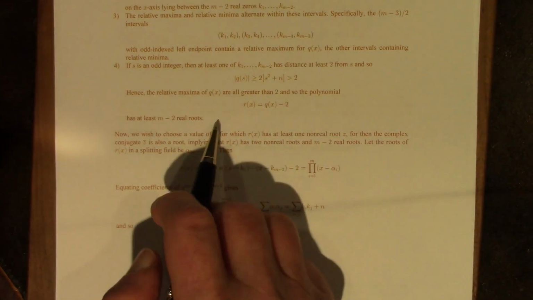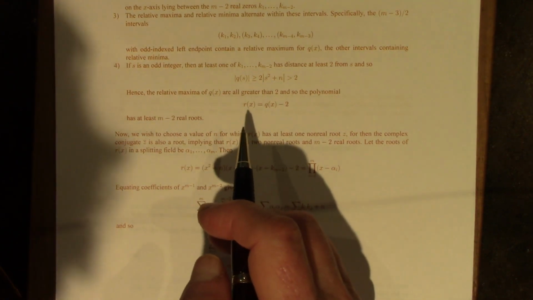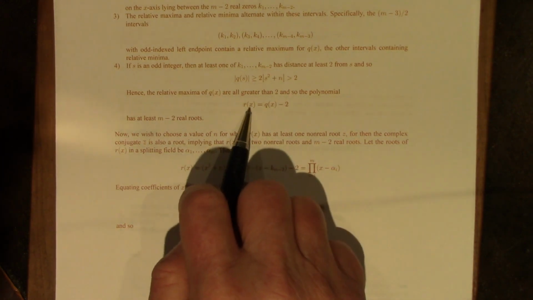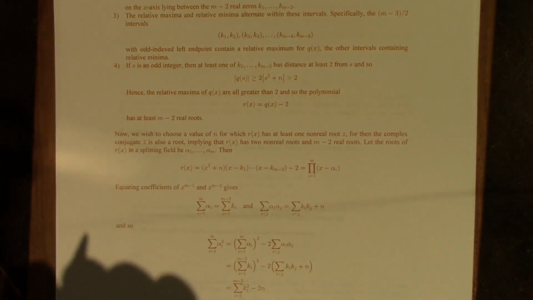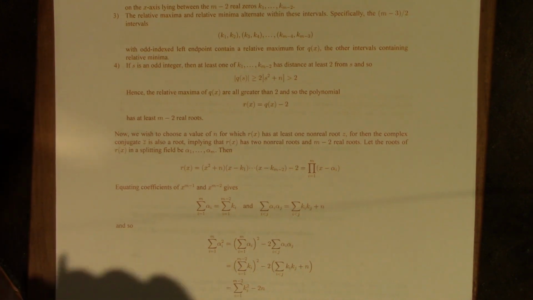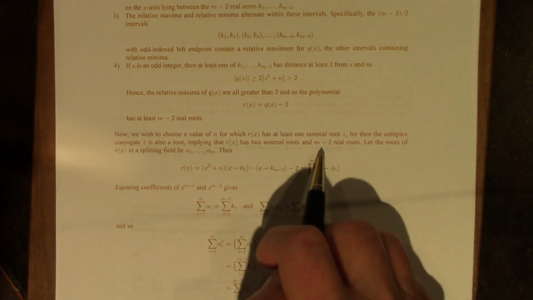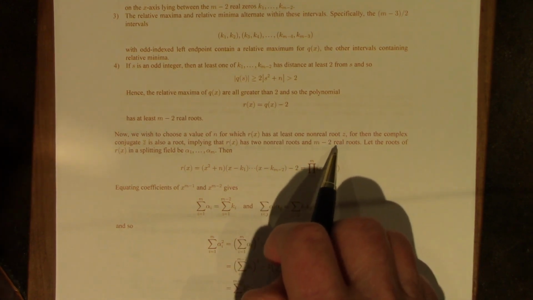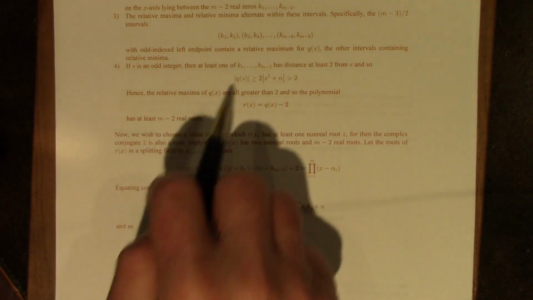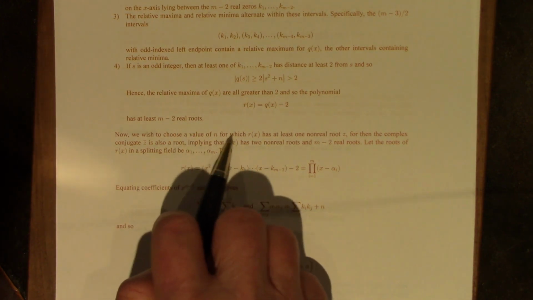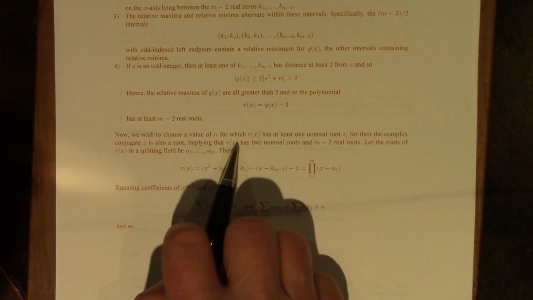Now, we want to choose a value of n in Q of X. So let me go back here. We want to choose a value of this n so that R of X has at least one non-real root, and then its complex conjugate will also be a non-real root. So we'll have 2 non-real roots and m minus 2 real roots. We know we have m minus 2 real roots. That was the whole point of this discussion. The question is, do we have m real roots? And we have to choose an n so that we do not. Then we'll have 2 non-real roots.